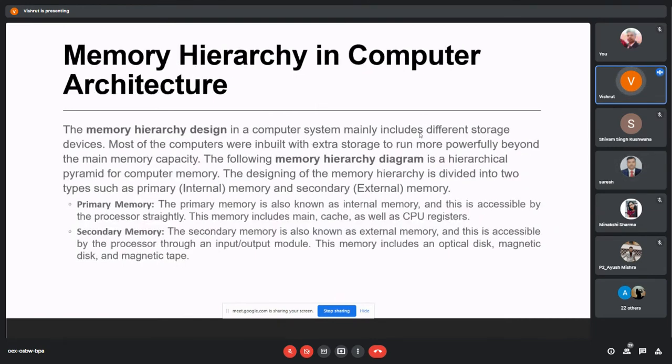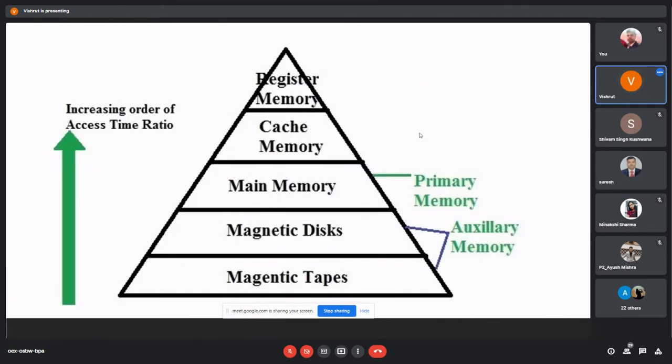Memory hierarchy in computer architecture. The memory hierarchy design in a computer system mainly includes the different storage devices. Most computers were built with extra storage to run more powerfully beyond the main memory capacity. The following memory hierarchy diagram is a hierarchical pyramid for computer memory. This is a pictorial representation of the memory hierarchy diagram.